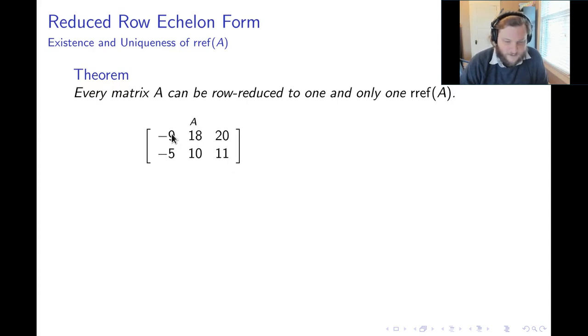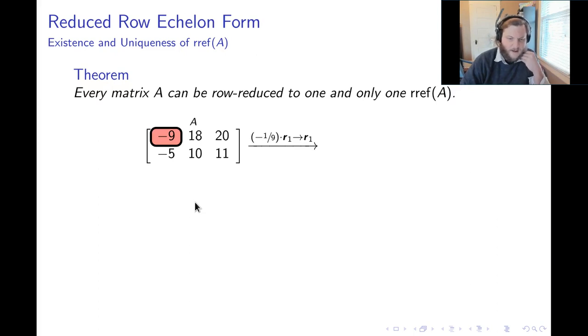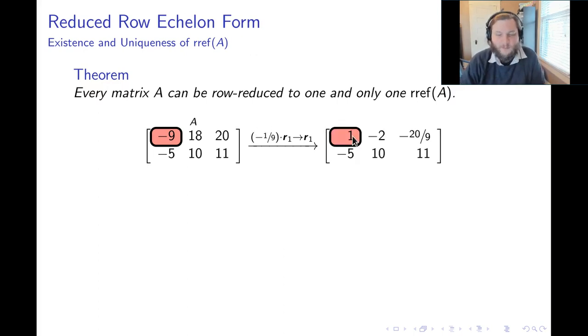Well, if we look at the first row, the first entry is not a pivot because in reduced row echelon form, we need this entry to equal 1. So let's fix the problem by using a row operation. How about we take that row, so the problem here is the -9. Let's take that whole first row and scale by -1/9. So if we multiply the entire first row by -1/9, the -9 becomes a 1 now, the 18 becomes a -2, and the 20 becomes -20/9.